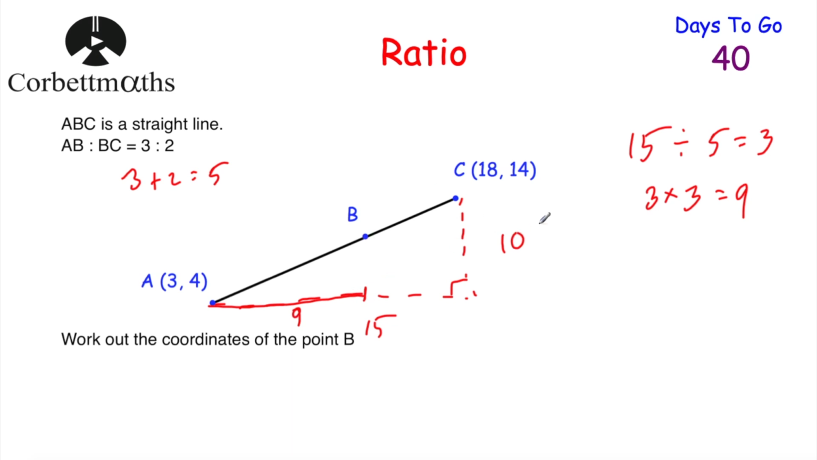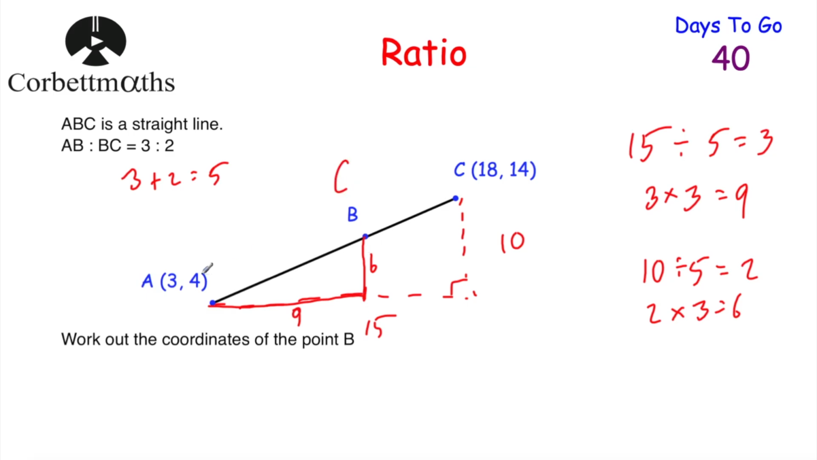In terms of the total distance up, that's 10, so we're going to share that in the ratio 3 to 2 as well. 10 divided by 5 is equal to 2, and then 2 multiplied by the AB number in the ratio, which is 3, is equal to 6. So that means we're going to be going 6 up. And that means if we go 9 across and 6 up, we'll get to B.